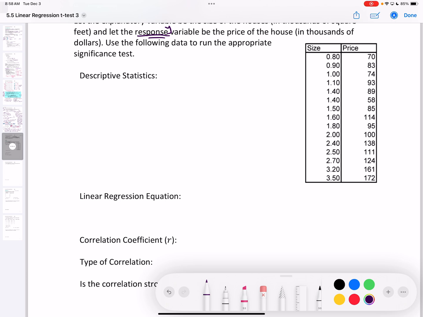Okay, so we're going to put size. That's going to be which one? X or Y? X. So these are going in my L1, and then price is my Y, because it depends on the size. The price depends on the size, and I'm going to put that in L2. Okay? And then what's your acronym to help you remember what descriptive statistics to use? LIDS.